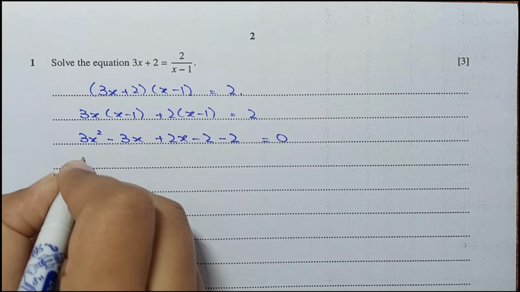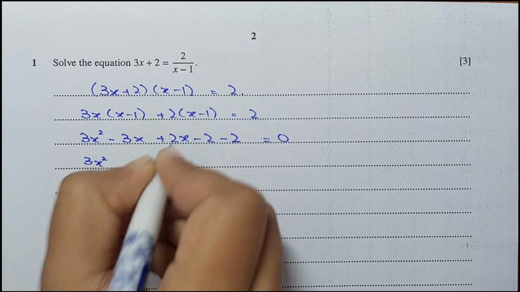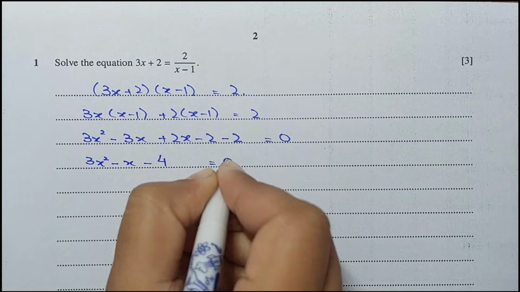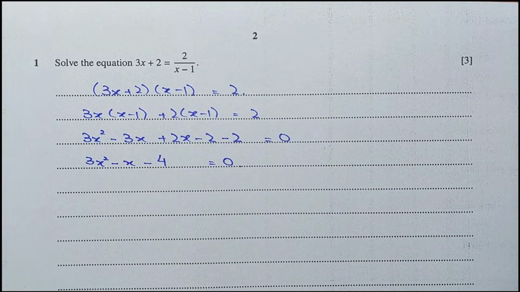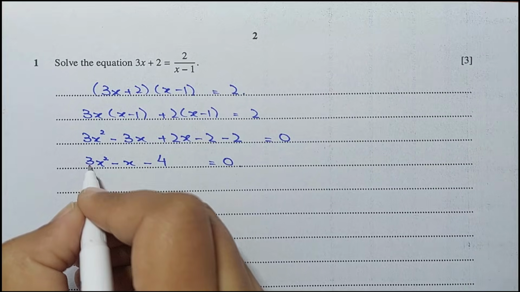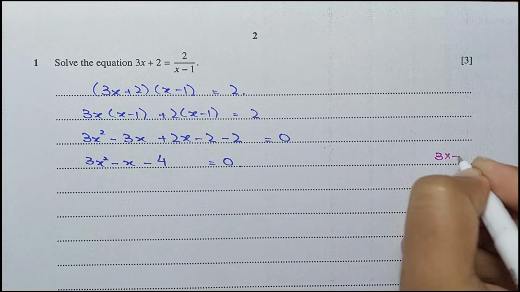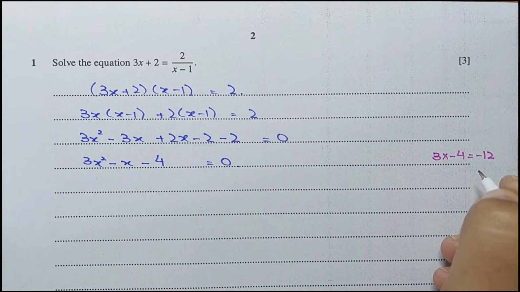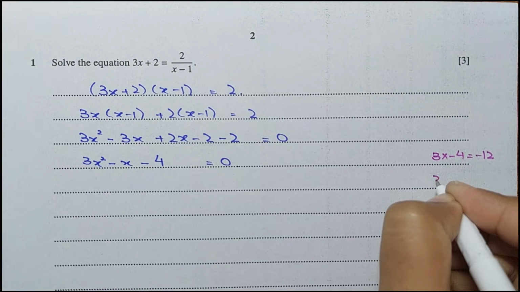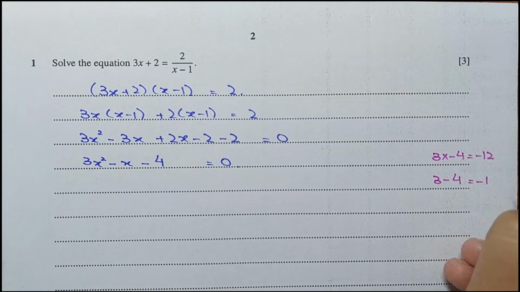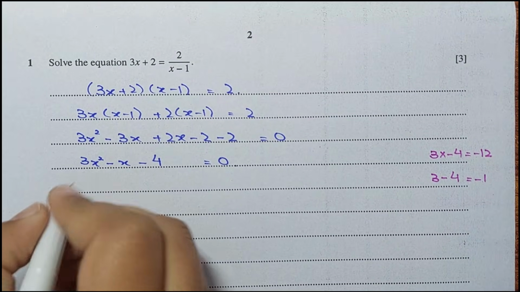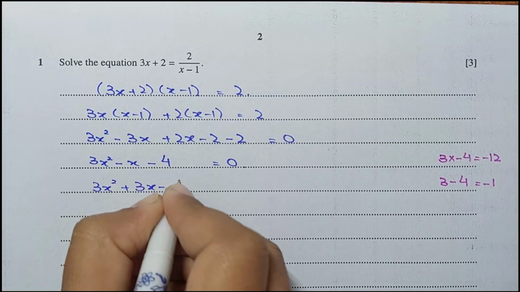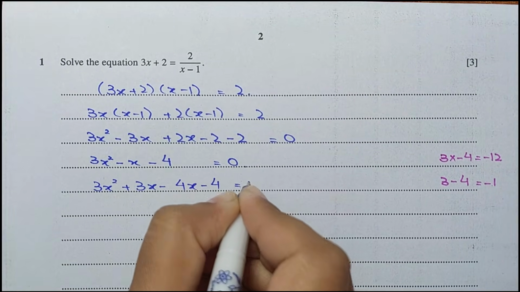Okay, now this is 3x squared, and the x term is minus 3 plus 2, which is minus x, and this is negative 4 equals 0, right? Now this is a quadratic equation. We try to factorize this. 3 times 4, negative 12. Factors of negative 12 that give you minus 1. So when you do 3 minus 4, you will get negative 1. Now break the middle term: 3x squared plus 3x minus 4x minus 4 equals 0.